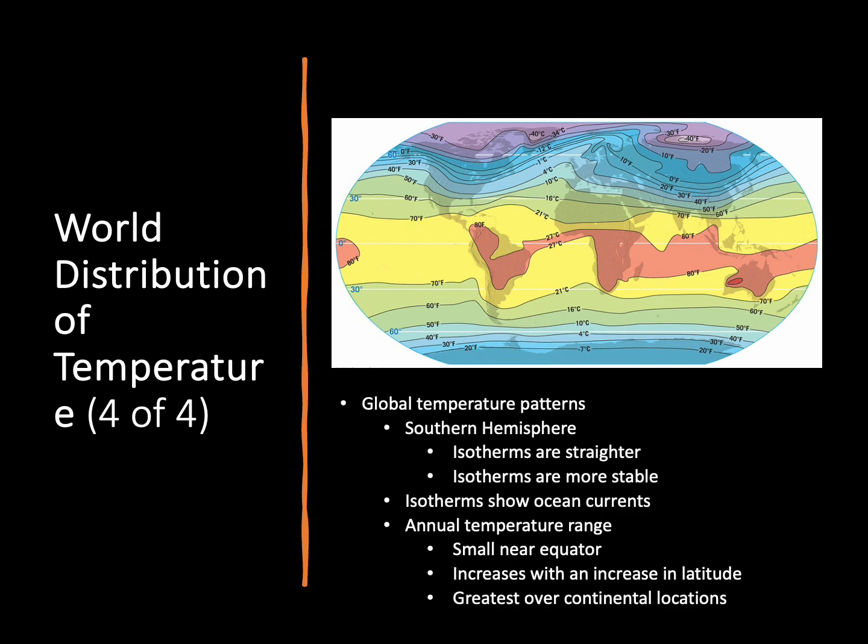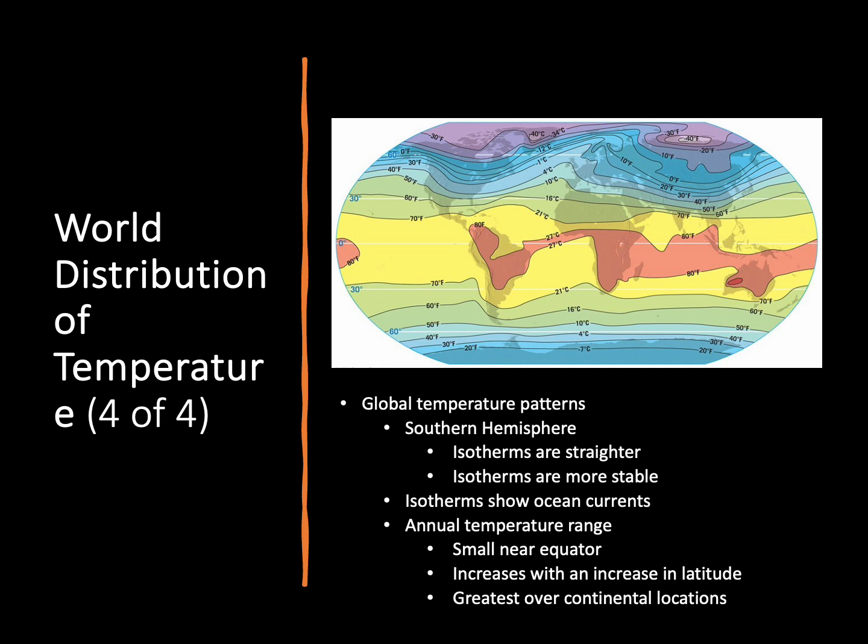Another thing you might notice on these temperature maps is the difference in the isotherms between the northern and the southern hemisphere. In the northern hemisphere, they're pretty swirly, whereas in the southern hemisphere, they're pretty much straight, or at least a lot straighter than the northern hemisphere isotherms are.